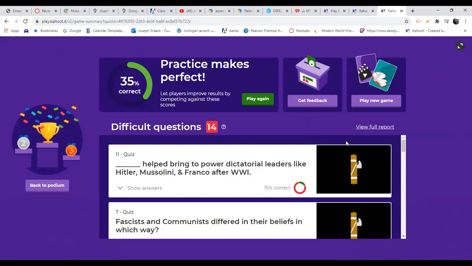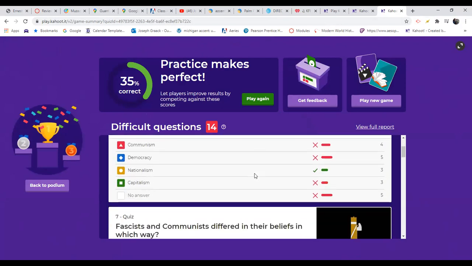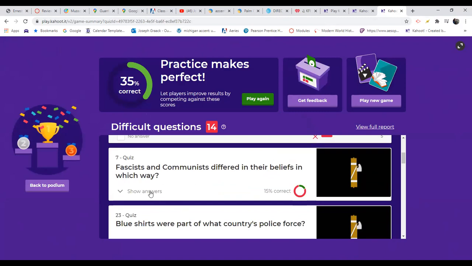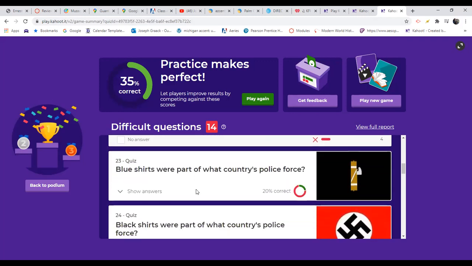Okay, so a couple of things here. Nationalism helped bring to power dictatorial leaders like Hitler, Mussolini, and Franco. That's the biggest thing about nationalism. Fascists and communists differed in their beliefs. Fascists are nationalists, communists were internationalists. Communists believed in collectivization and economy for the good of all people. Fascists still believed in a market economy.